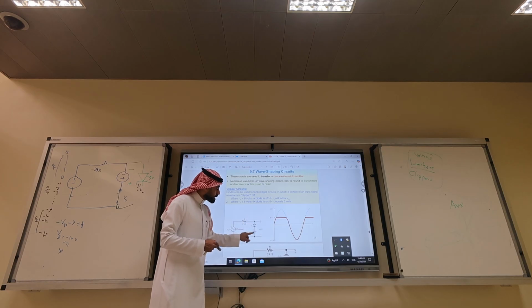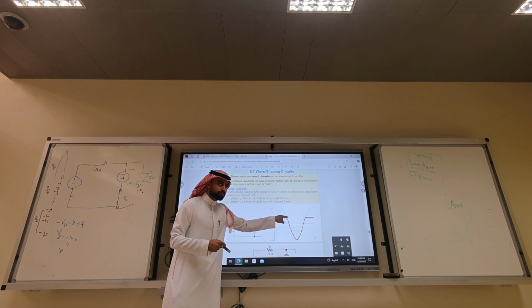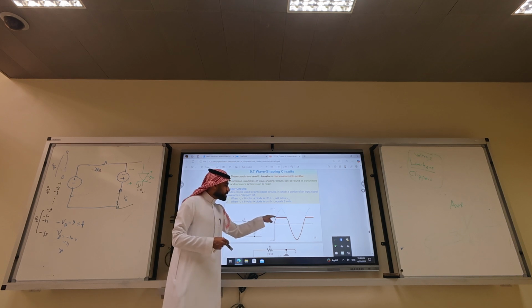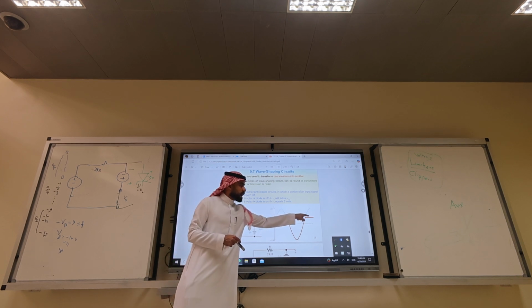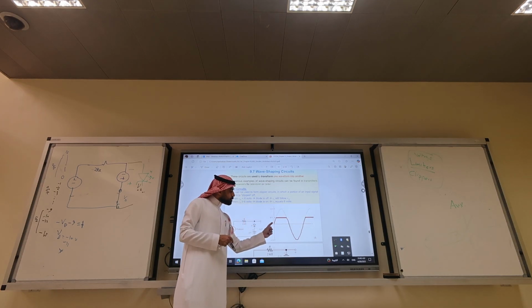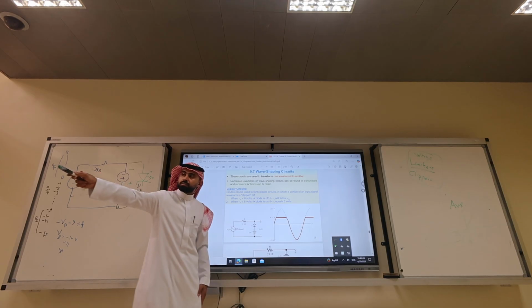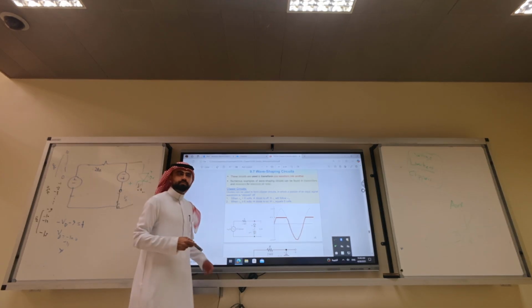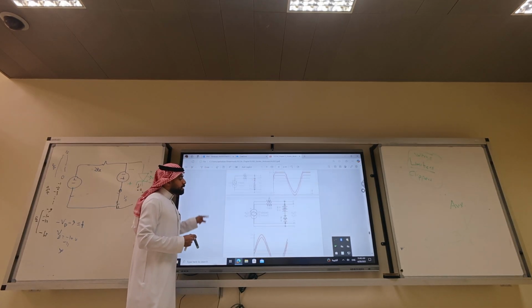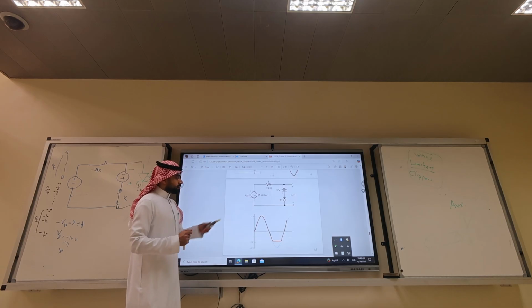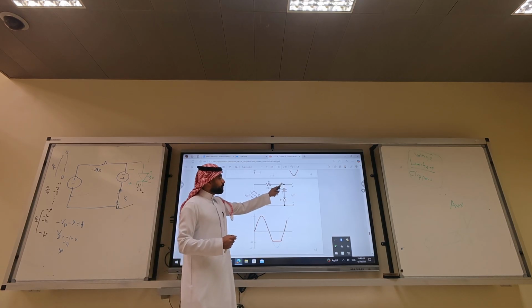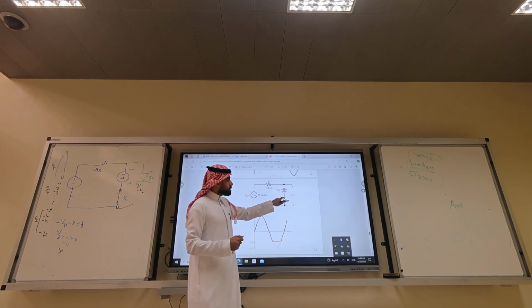So the output is what? A battery and short circuit. So the output is just the battery of 6 volts. So here, when the diode is clipped, diode A is on. When the input matches the output, diode A is what? Off. Okay?